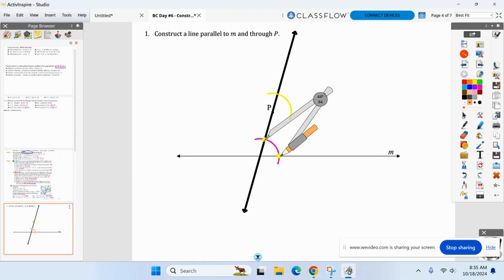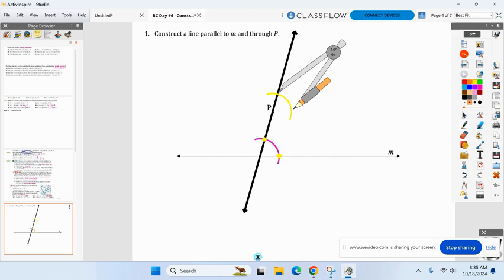Go back up to your ray, but don't go to point P. We want to go where the arc intersected the ray. Take a look here, right? We're not going back to point P. We're going back to where that arc intersected the ray we're doing the construction on.